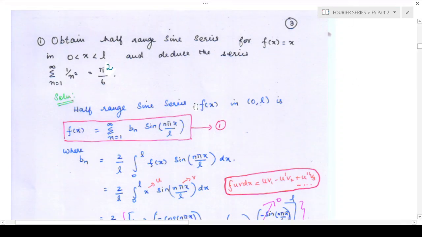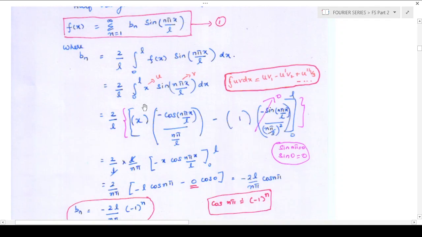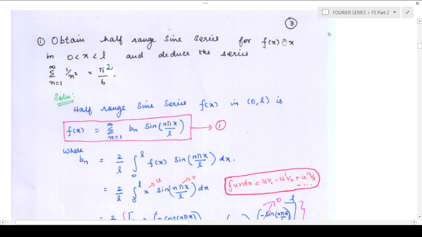Now what is the half range sine series for f of x in the interval 0 comma L? First we have to write that. Write the formula for f of x. Mark it as 1. Then where bn is, write the formula 2 by L integral 0 to L f of x sin n pi x by L into dx. What is your f of x? It is x. Substitute here.